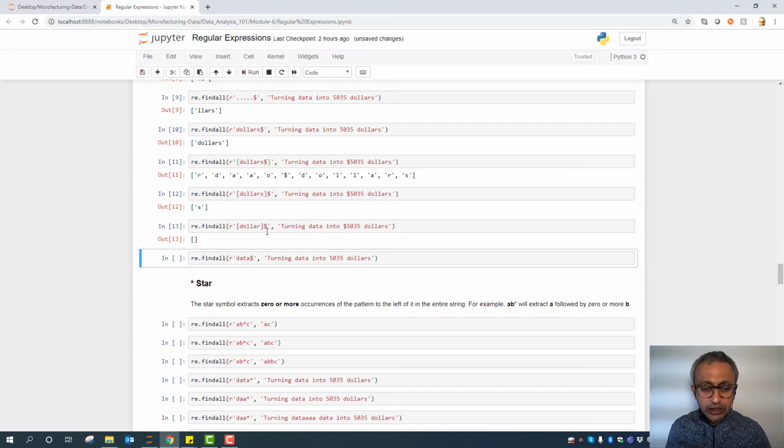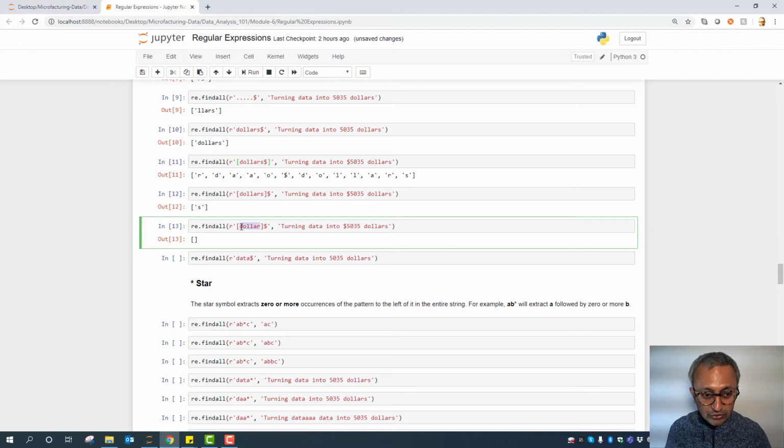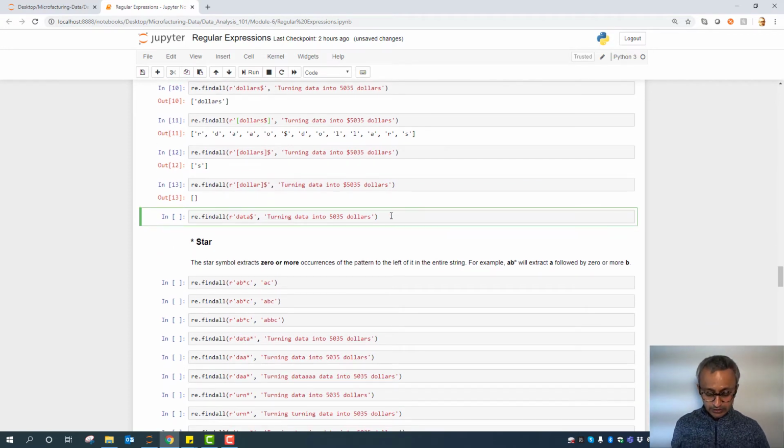Here it's not able to return anything because there is no S here. So it's looking for the last character before the end of the line. It's not able to find that, so it returns nothing. Do you think it will return anything here?